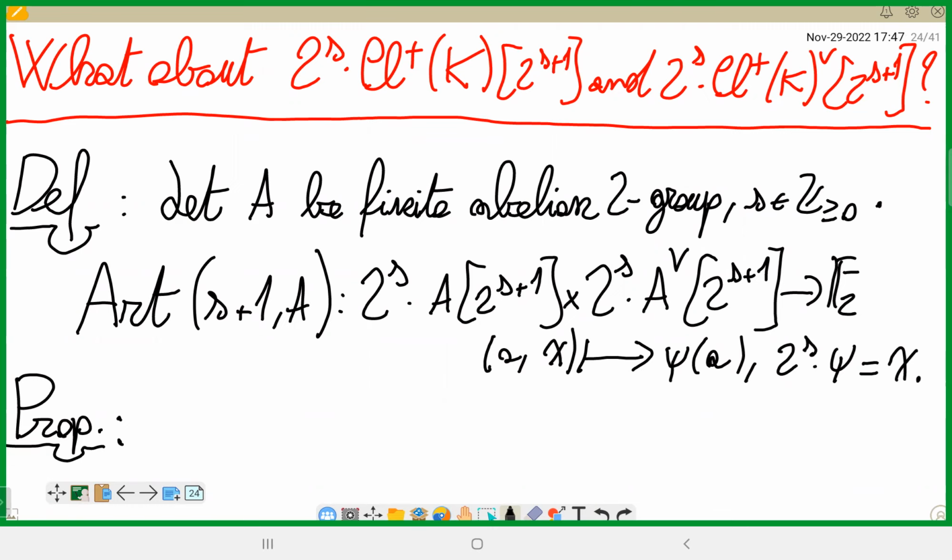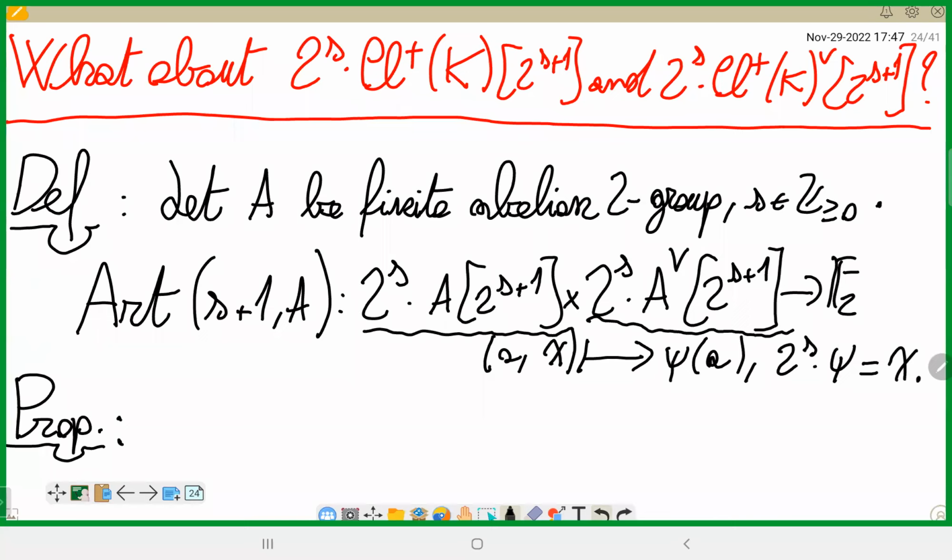And this is done as follows. If I fix a finite abelian 2 group, which for us will be the 2 part of the class group, I define a pairing between the 2 spaces I'm interested in. The 2 to the s, these are the 2 torsion classes divisible by 2 to the s, and these are the 2 torsion dual classes divisible by 2 to the s. And now I pair them.